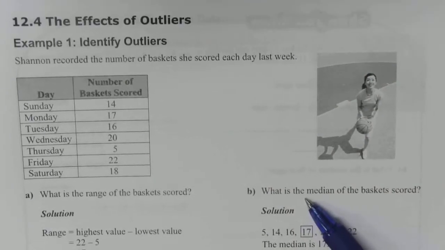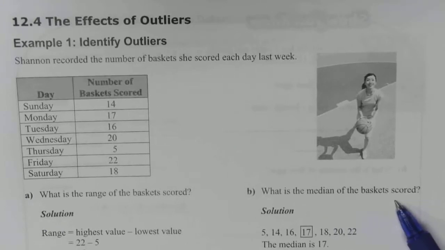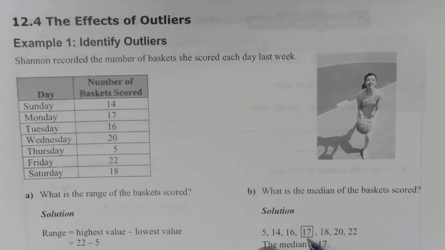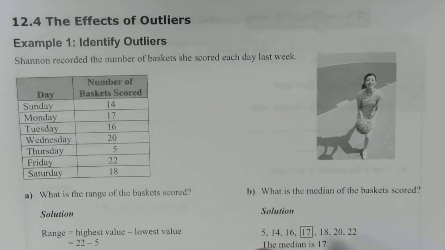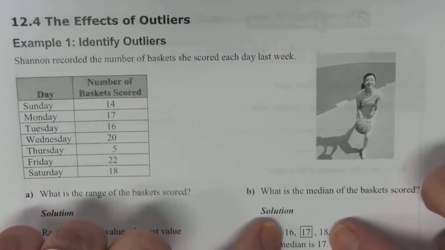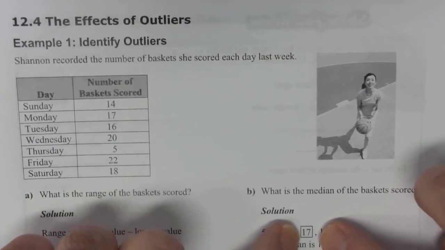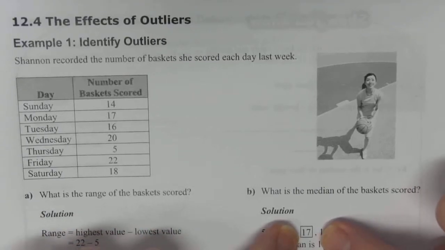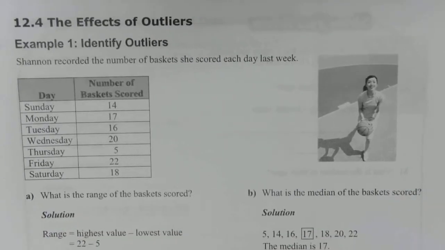And we're also wondering what is the median of the baskets scored. So sorting them in lowest to highest order, we've got 1, 2, 3, 4, 5, 6, 7 numbers. So if we take one off each end and keep doing that, then our middle number here is the 17. So 17 is our median.